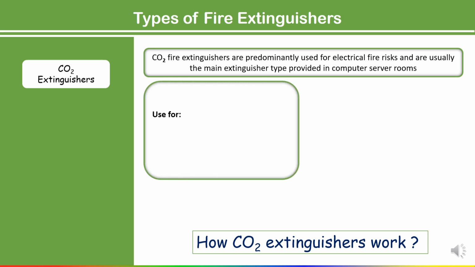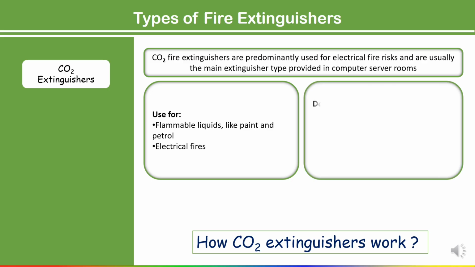Here they have given where we have to use, the same way for flammable liquid. You can use this in electrical fire also, you can use this CO2 extinguisher. But remember, never use the CO2 extinguisher in a kitchen fire, okay? Especially a chip pan fire, because a CO2 extinguisher works by displacing oxygen and cooling the fire.